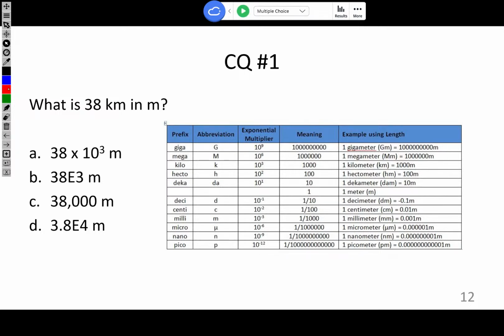So what is 38 kilometers in meters? Let's do the easy way. Let's go ahead. 38 times, so there's 1,000 meters in a kilometer. So something to keep in mind here.